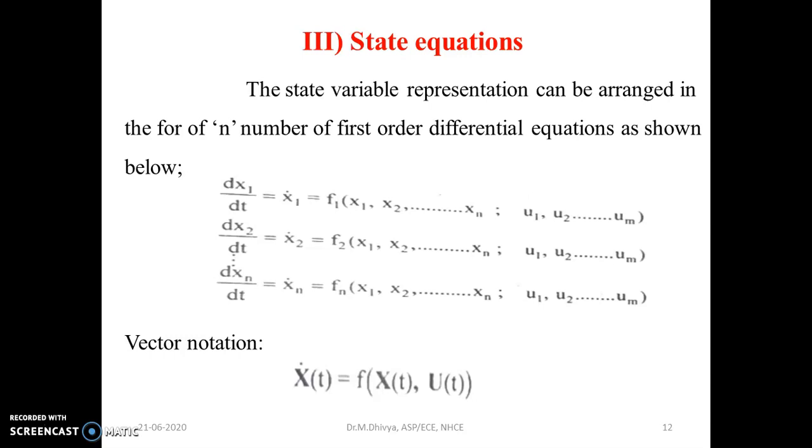The generalized vector notation of n number of differential equations is given by x dot of t is equal to function of x of t comma u of t. That is, function of state variables and input variables.